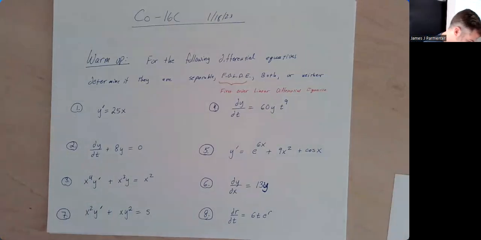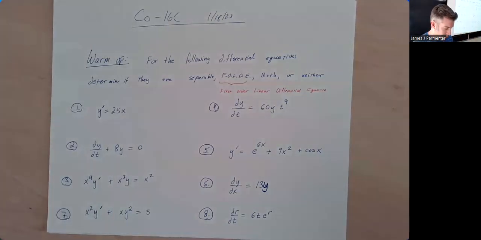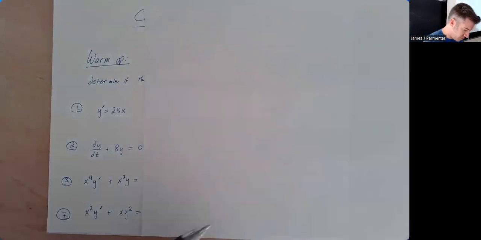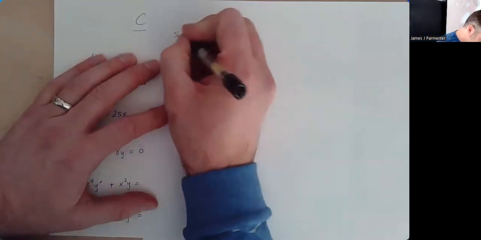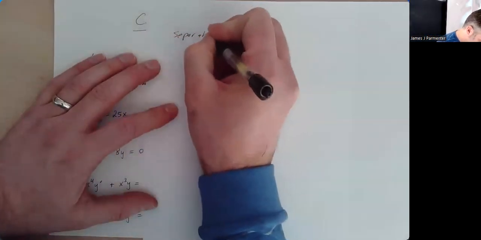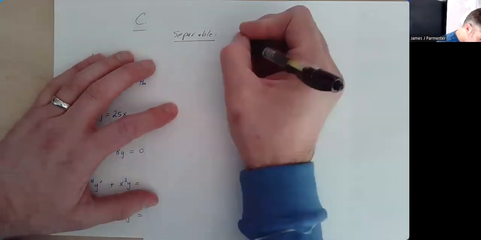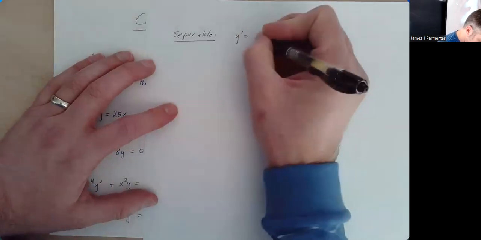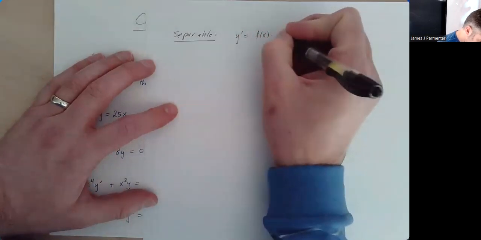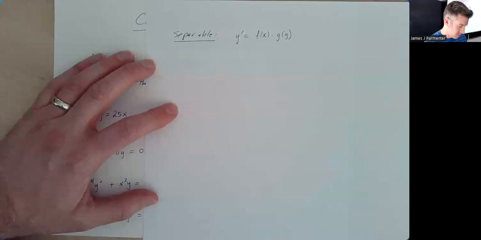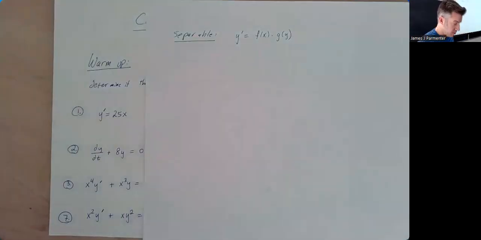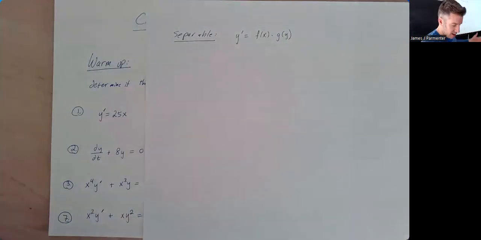All right, let's go ahead and talk about them. So just as a reminder, to be separable, you have to be able to write it as y prime or dy dx, whatever you want to say, equal to a function of x times a function of y. That's the requirement to be separable. We don't always end up writing it exactly like that, but you have to be able to get it to look like that. So then you can bring the y's to the left and the x to the right.